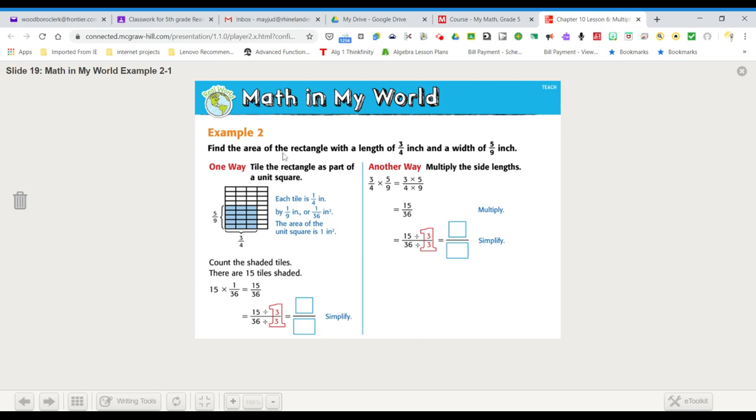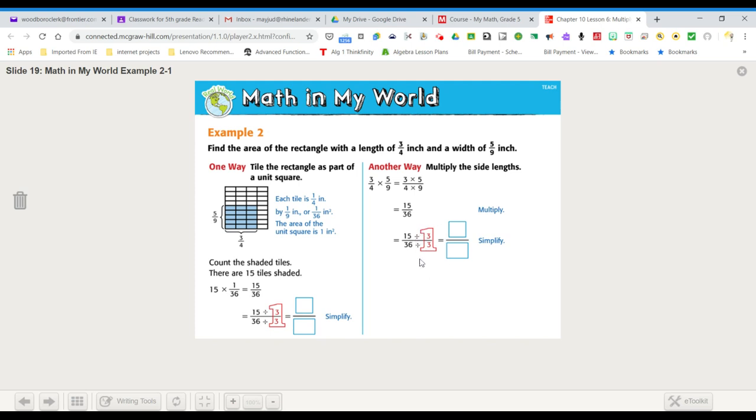So we could model it. We're not going to model it. If we were in the classroom, I would certainly model it with you. But because we're doing virtual learning, we're just going to do this way over here, multiplying straight across. 3 times 5 is 15. 4 times 9 is 36.